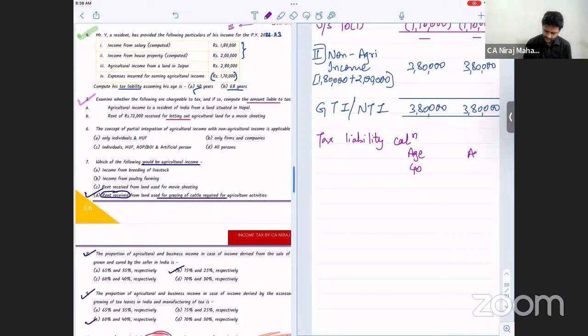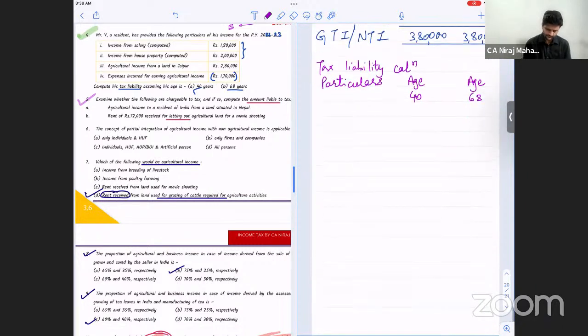Age 40, and here we have what? Age 68. Correct? Fine, Delia? What is my step 1?